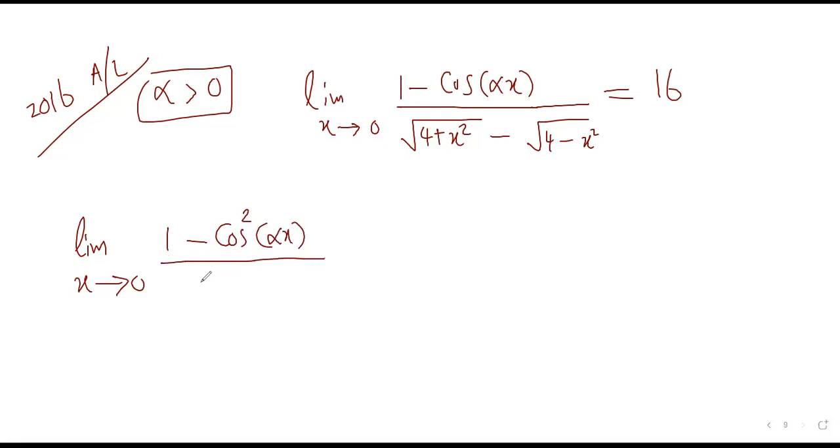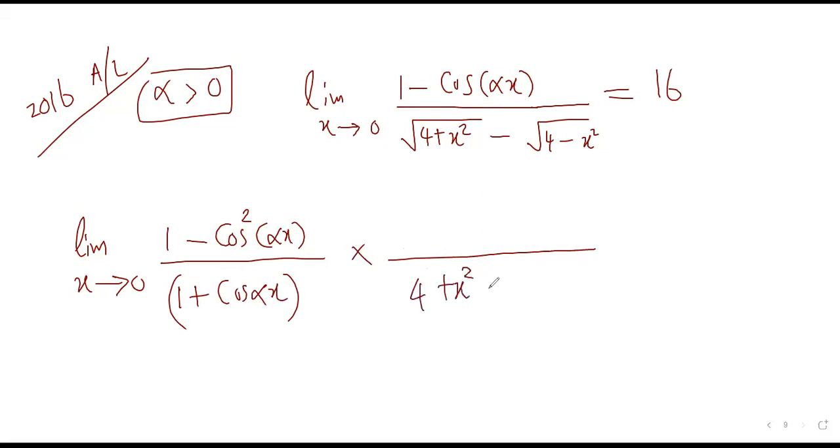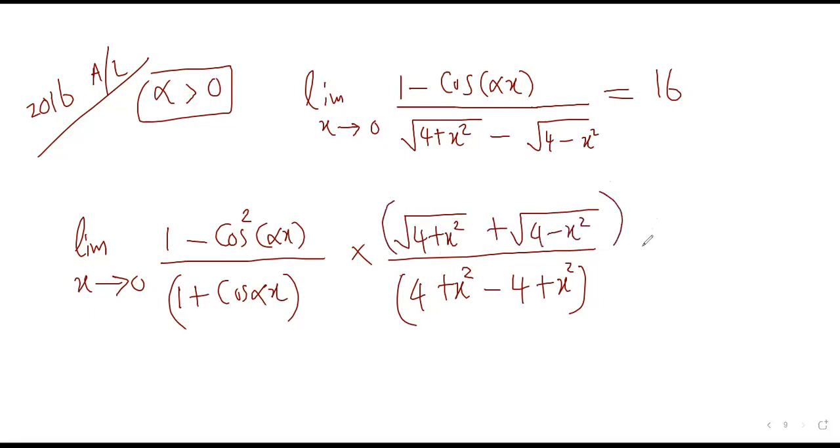Over, okay, I write this 1 plus cos alpha x, and into the conjugate of the denominator. Then this becomes 4 plus x squared minus 4 plus x squared, and by the conjugate of that, square root of 4 plus x squared plus the square root of 4 minus x squared. It's equal to 16. It's given. Am I correct? Sadurshika also got 4. Then the answer will be 4.